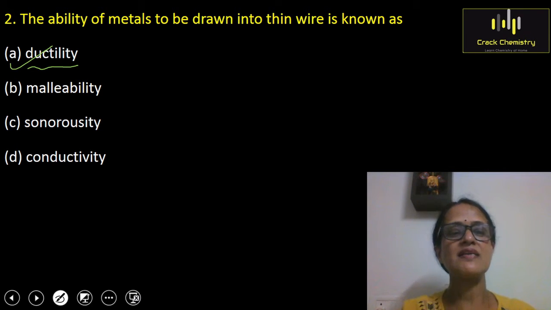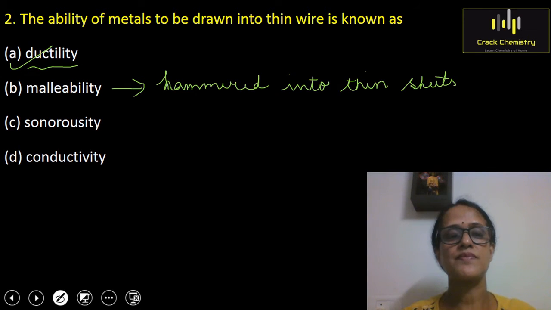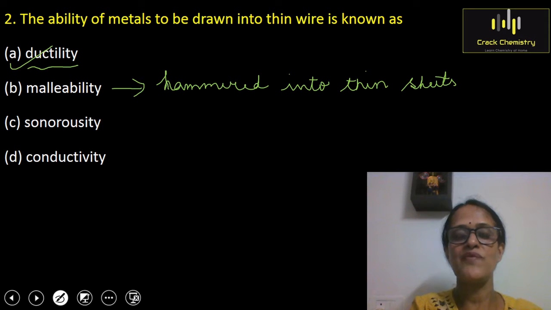We will consider other options also. Malleability. Malleability is the property by which metals can be beaten into thin sheets, can be hammered into thin sheets. Option C is sonorosity. Metals are sonorous also. We have discussed this property also in the previous question. They produce sound when hit with an object.